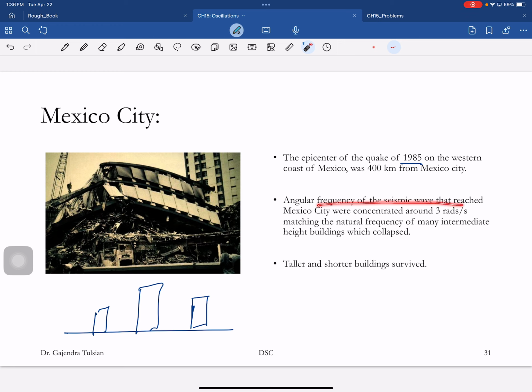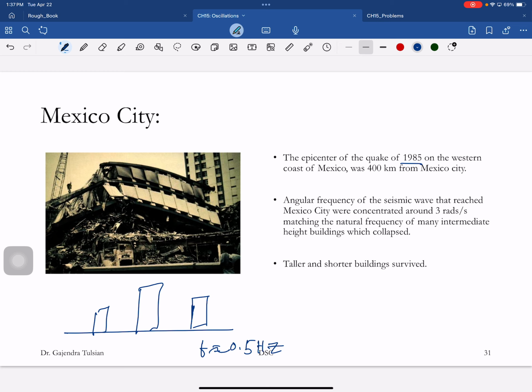Angular frequencies of the seismic wave that reached Mexico City were concentrated around 3 radians per second. 3 radians is half an oscillation per second. So the period was 2. The ground was shaking with a period of 2 seconds. So the frequency was roughly 0.5 hertz.